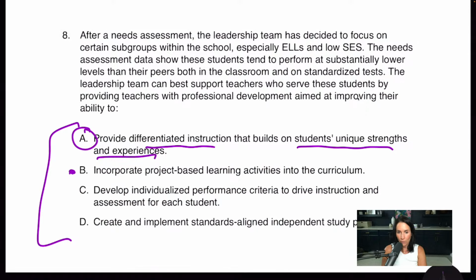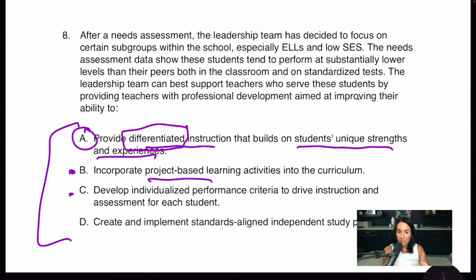Project-based learning is very powerful, but it's kind of a blanketed approach here. What we want to be is differentiated. Not all kids work well with project-based learning. Some kids like to do individual work. Some kids like to have auditory learning, things like that. So I would not do B, but I'll keep it just in case.